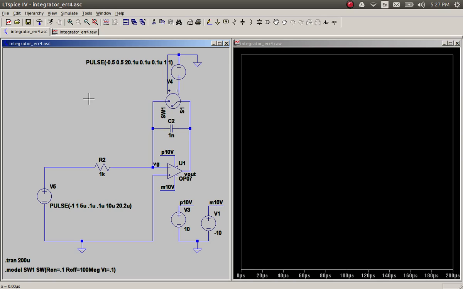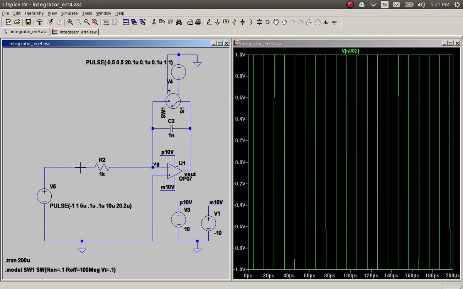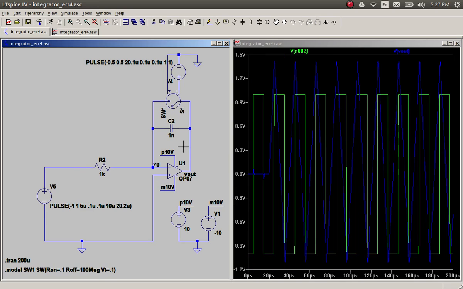Okay, let's look at this circuit. Let's just plot the input. This is similar to what I had before. And let's plot the output. Okay, so the switch seems fine.